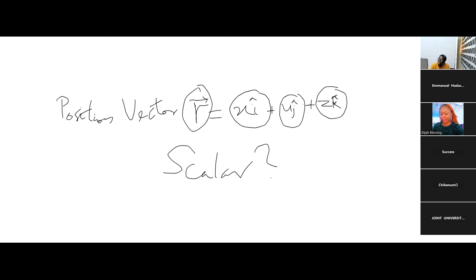Good. Scalar has no direction. But in this case, this position vector, there is a direction. And that is the arrow on top of that letter out there. That arrow is showing a direction. That means there's a direction, so it's not a scalar. Are you with me? Thank you.